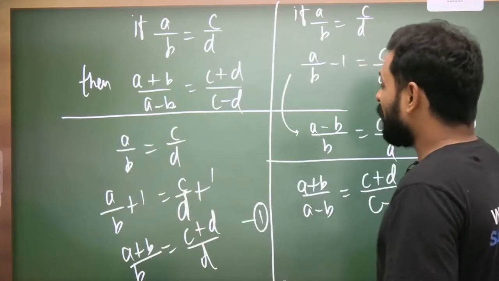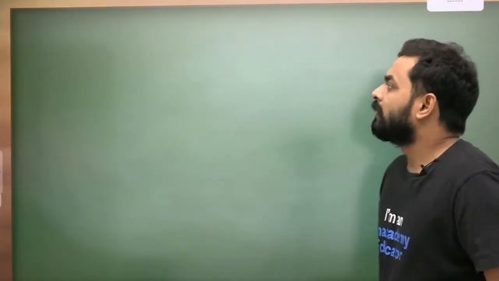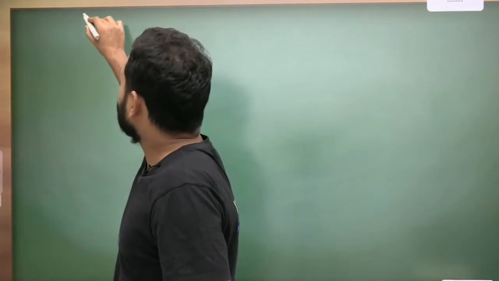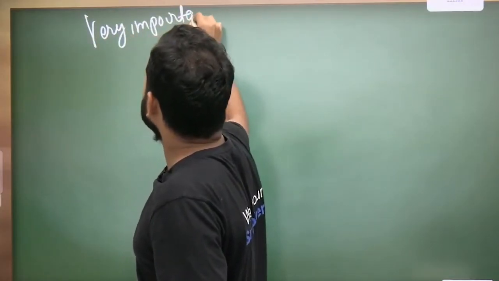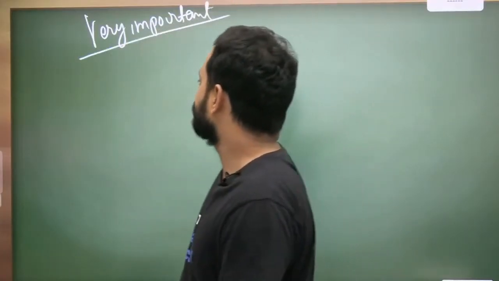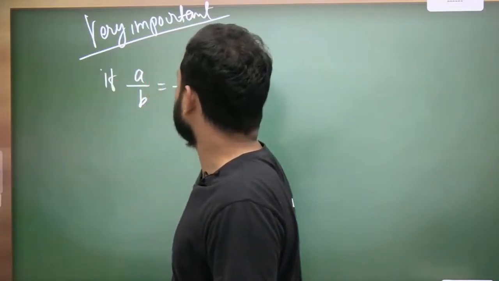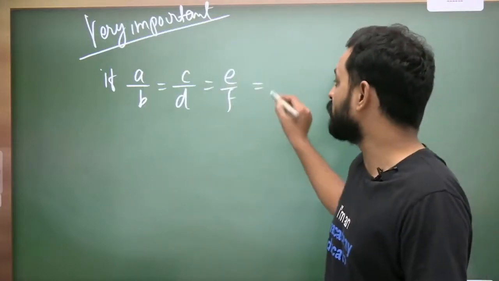Okay. Far more important than these things is the concept of equalities of ratios. Let's see. Next, very important theorem. What is that theorem? The theorem is, if A upon B is equal to C upon D is equal to E upon F, let's say these are the three ratios which are all equal.